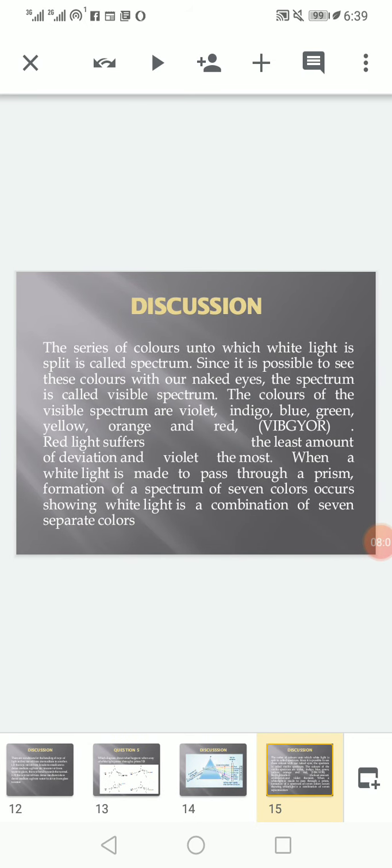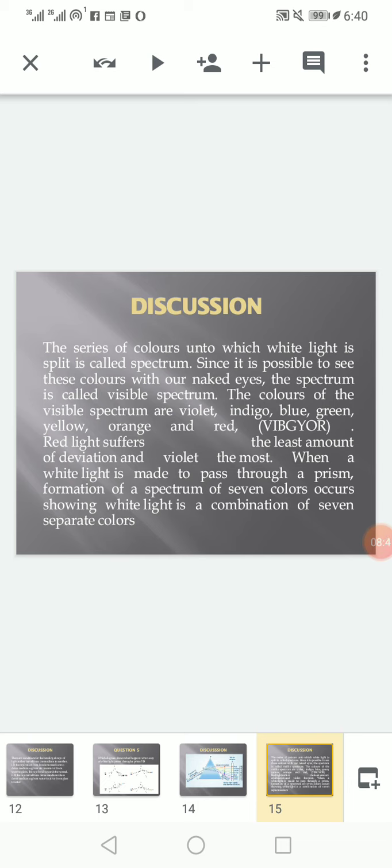Now, this slide also gives us a good explanation of what dispersion is. The series of colors into which white light is split is called spectrum. And since it is possible to see those colors with our naked eye, the spectrum is called visible spectrum. So it is called visible spectrum because we can see them with our naked eye. The colors of the visible spectrum are violet, indigo, blue, green, yellow, orange, and red. I've mentioned that before.